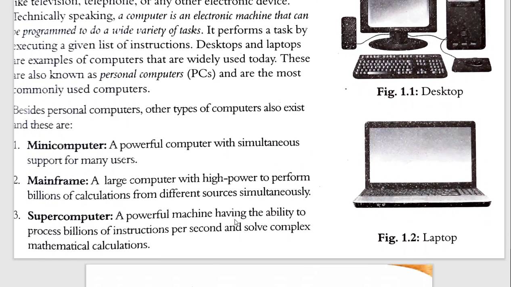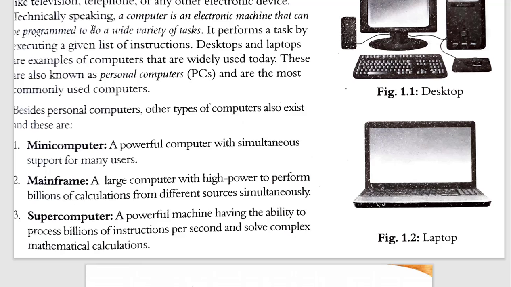All right. What are the different components of computers? Things like these. So let us start. The first and foremost thing is, what is a computer? Here is the definition of that thing. A computer is an electronic device that can be programmed to do a wide variety of tasks.